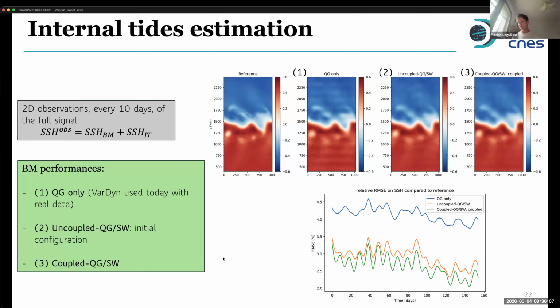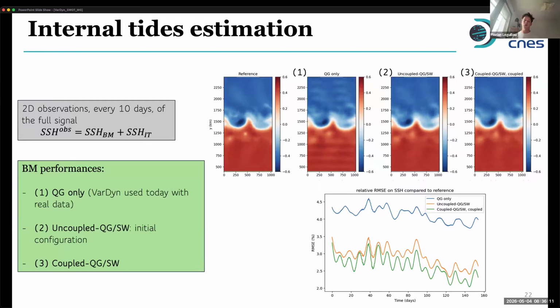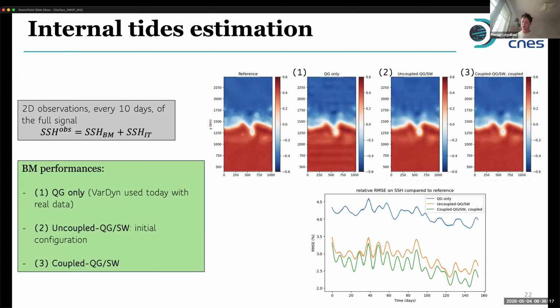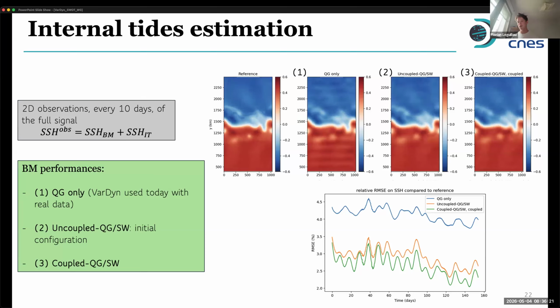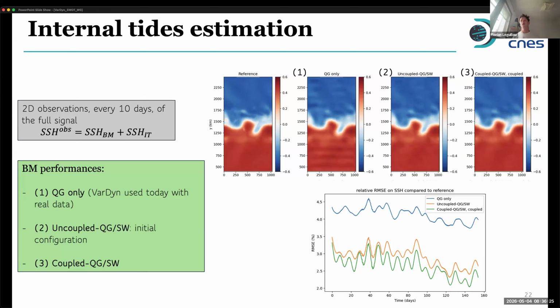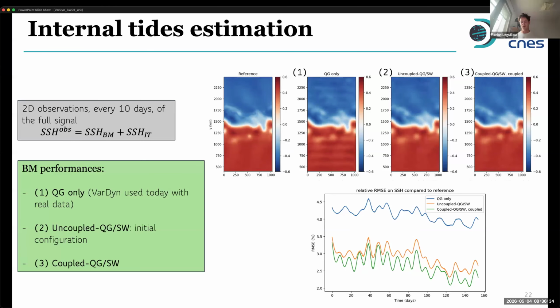These are really idealized experiments, and now we are working in a more realistic OSSE, using a complex simulation and science phase SWOT sampling to validate this strategy. And then the plan is to go for real data and to include this into the VarDyn system to have enhanced performances with this new coupling method.